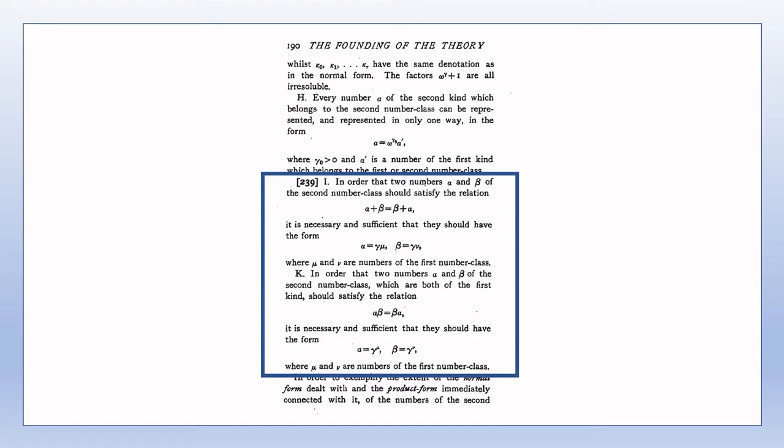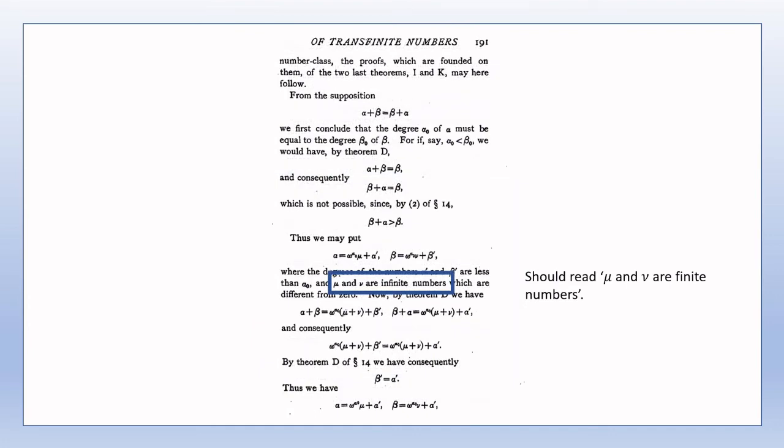Theorem I simply states that for two numbers of the second class to commute under addition, then they must be possibly different finite multiples of the same number gamma. Theorem K states that for two numbers of the second number class, and which are both numbers of the first kind, to commute under multiplication, then they must be possibly different finite powers of the same number gamma. The proofs of these theorems follow on the remaining pages of this section. A typographical error on page 191 is corrected on the screen now.